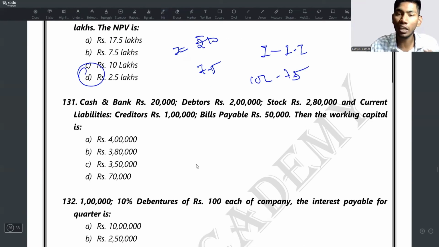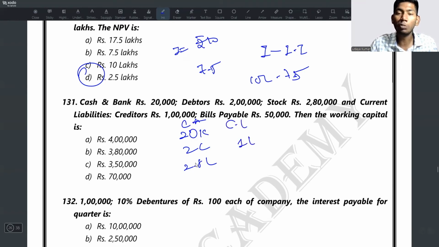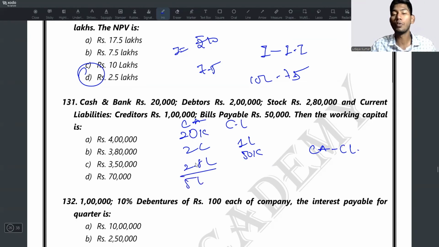Cash and bank rupees 20,000. Debtors 2 lakh. Stock rupees 2.8 lakh. These are current assets. Current liabilities: creditors 1 lakh, bills payable 50,000. Then working capital is equal to current assets minus current liabilities, right? What is the value of total current assets? 20,000 plus 2 lakh is 2 lakh 20, plus 2 lakh 80, that is 5 lakh. So 5 lakh minus 1 lakh 50, what is the value? 3.5 lakh.